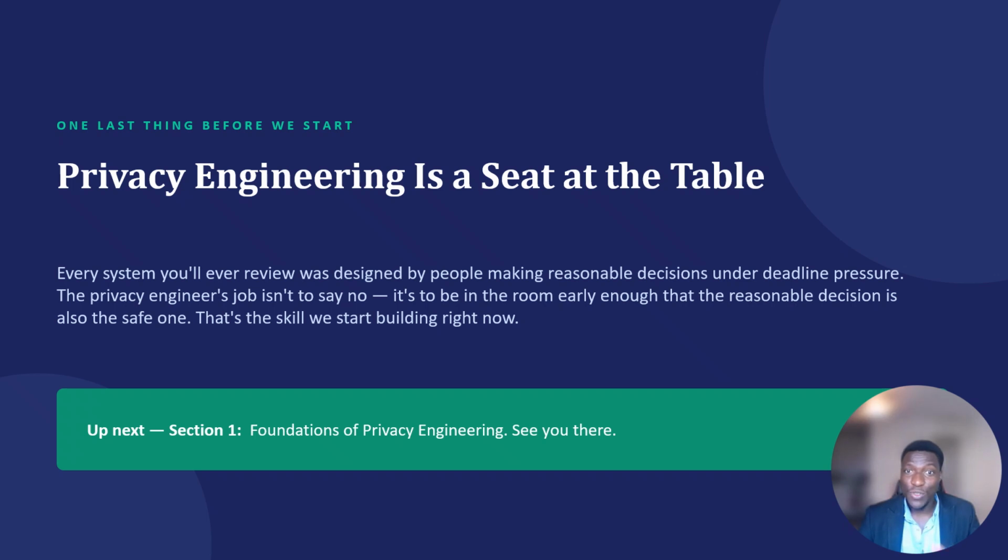Nobody set out to build a privacy incident. The privacy engineer's job is not to be the department of no, it's to be in the room early enough that the reasonable decision is also the safe one. That means speaking both languages, asking the right question at the whiteboard rather than at the postmortem, and making privacy the path of least resistance for the teams around you. That's the skill we start building right now.